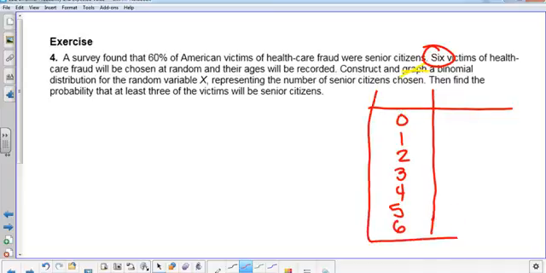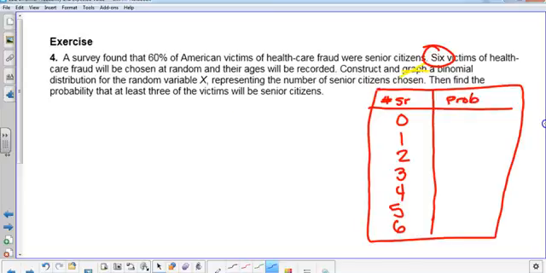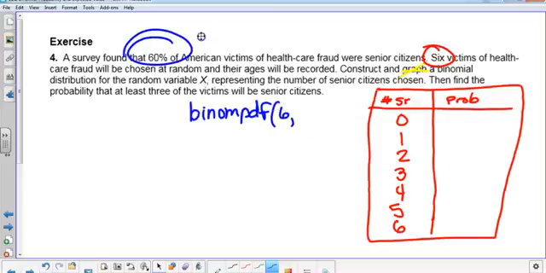Okay? How are we going to find those? Binomial PDF, where we put in what? 6, comma, P is 0.6. And for the first one, we're going to put a 0, right?